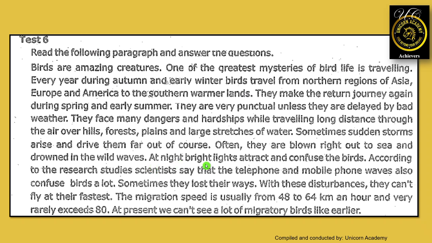At night, bright lights attract and confuse the birds. According to research studies, scientists say that the telephone and mobile phone waves also confuse birds a lot. Sometimes they lose their ways. With these disturbances, they can't fly at their fastest. The migration speed is usually from 48 to 64 kilometers an hour and very rarely exceeds 80. At present, we can't see a lot of migratory birds like earlier.